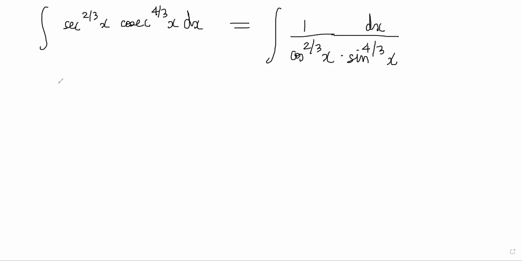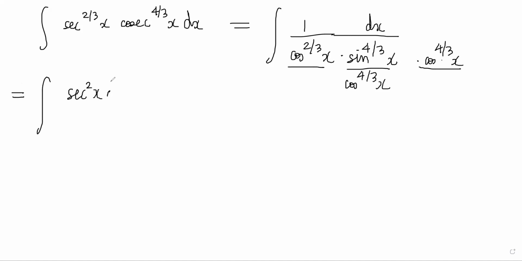Then I want tan and all somehow. So if I just write a cos power 4 by 3x here, I have to write a cos power 4 by 3x here, right? Correct. And this and this become cos square, right? That becomes sec square x on top and tan power 4 by 3x on the bottom, right? So now it is done.